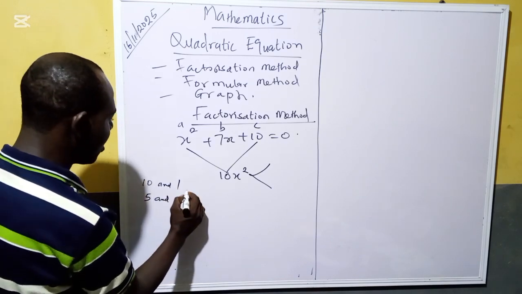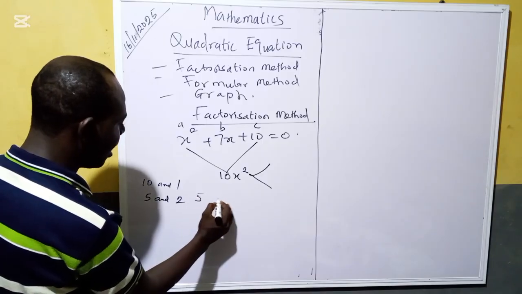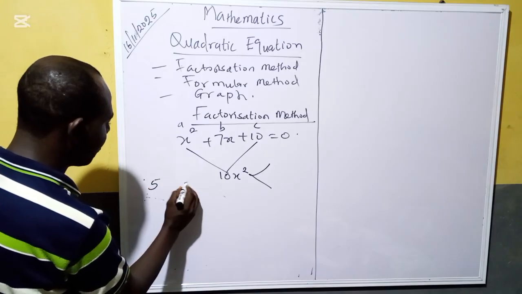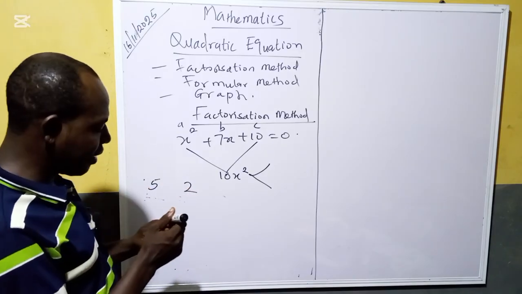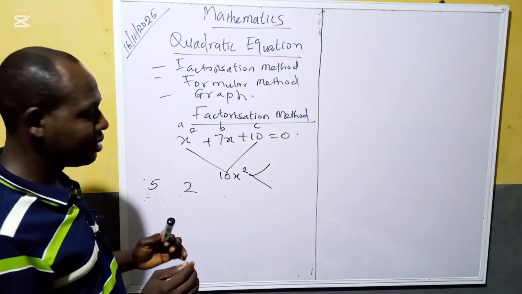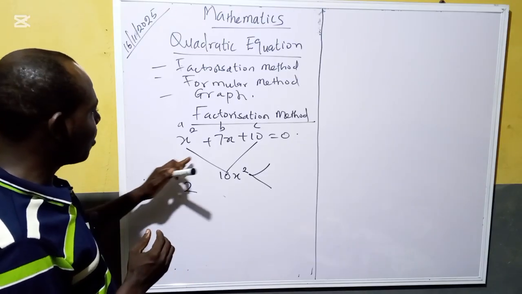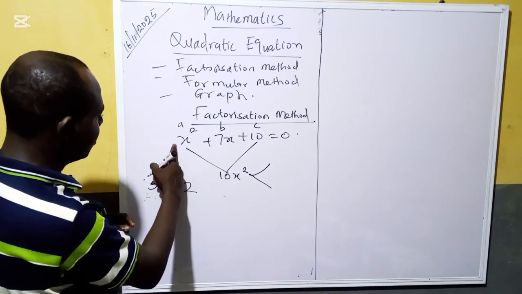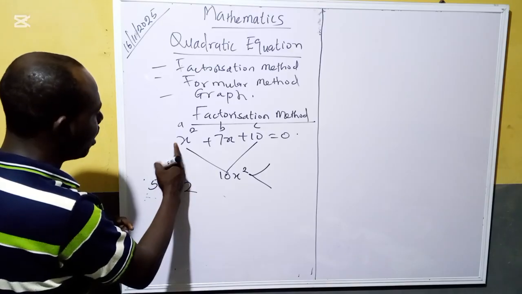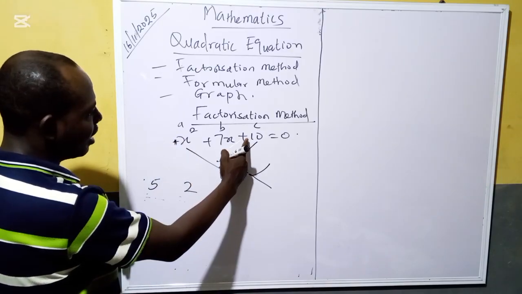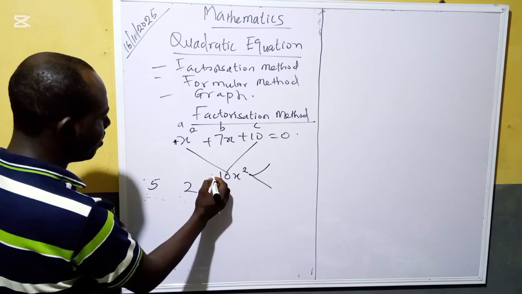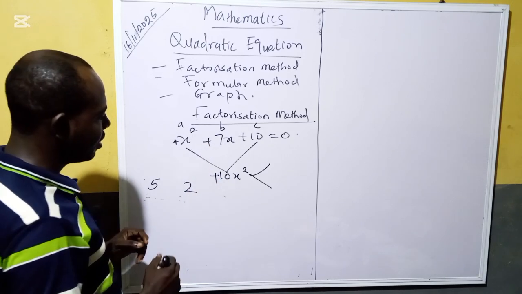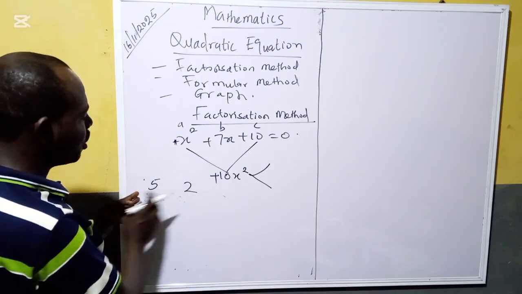Having known that you are going to use 5 and 2, another thing you are going to look at is the sign, whether it corresponds to what you are looking for. The sign beside this x squared is plus, an invisible plus, and the sign here is plus. So plus times plus gives me plus. This is plus 10x squared. And here you have plus 7x. So I am going to put the signs for these two.